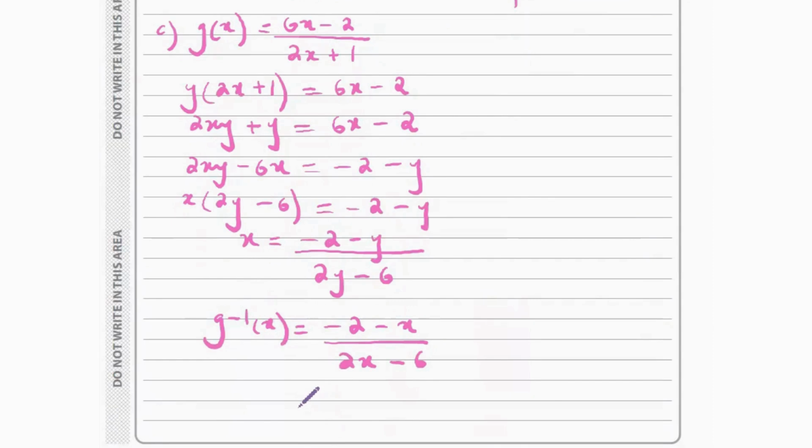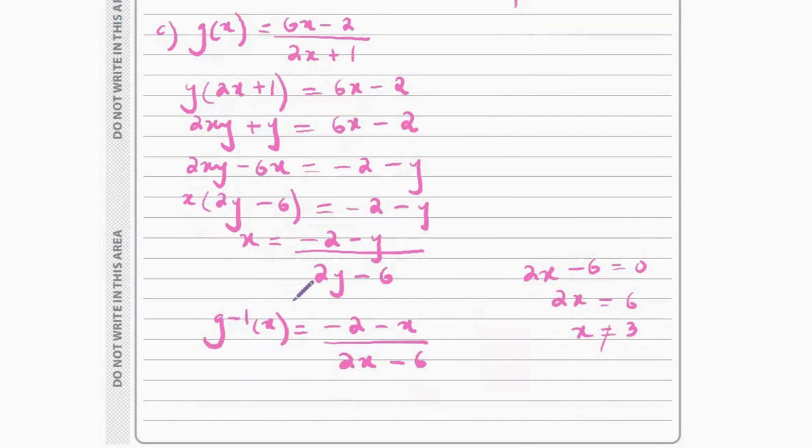Now we have to identify the domain for this. For the domain, we will first find the restriction. We know the denominator cannot equal 0. So if we put 2x minus 6 equals 0, what we get is x equals 3. So x cannot equal 3.